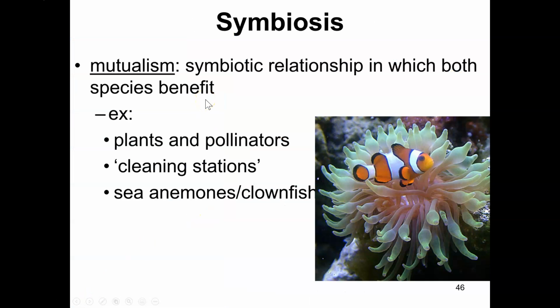And then mutualism. Mutualism is a symbiotic relationship in which both species benefit. So you have species 1 and species 2, but they're both gaining a benefit. Over here, you see sea anemones and clownfish. Clownfish can live within the sea anemone. The sea anemone protects them from other potential predators because it'll shock them. And the clownfish keep the sea anemone clean. They can eat any potential material that comes in, okay? So they're cleaning the sea anemone.